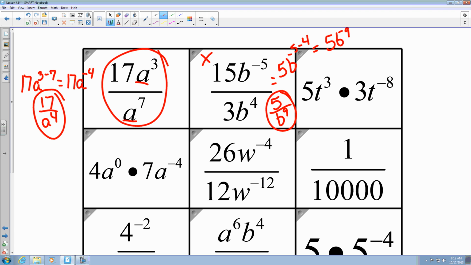The next one here is 15t to the 3rd multiplied by 3t to the negative 8. So I'm going to multiply these two values together, which gives me 15. And then I have t, and I'm multiplying by the same base, so I have to add the exponents. So now it becomes 3 plus a negative 8. This is 15t to the negative 5. And if I want to remove the negative from my exponent, I will just bring it down to the denominator.